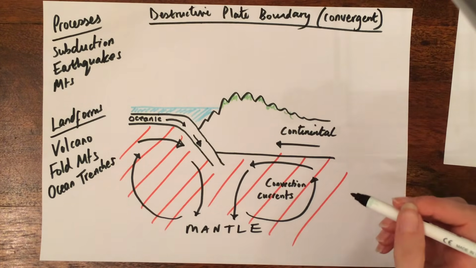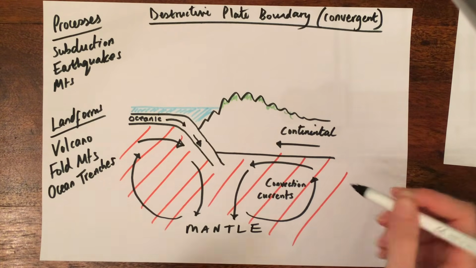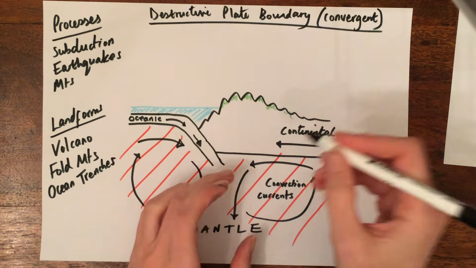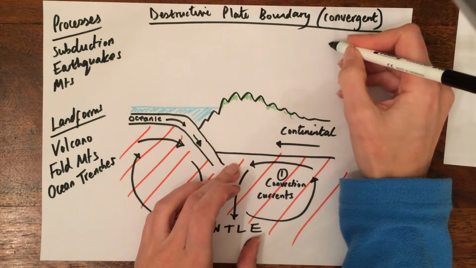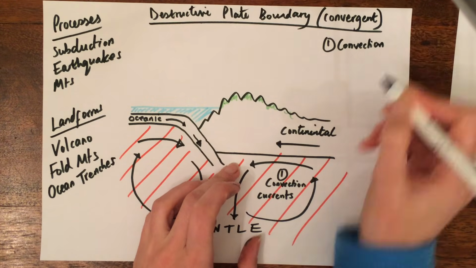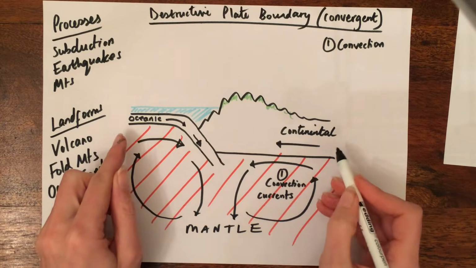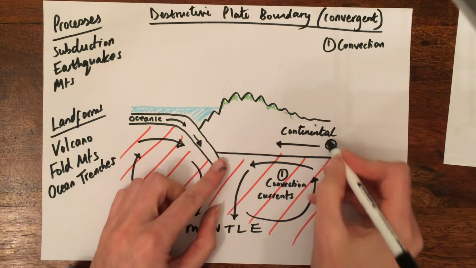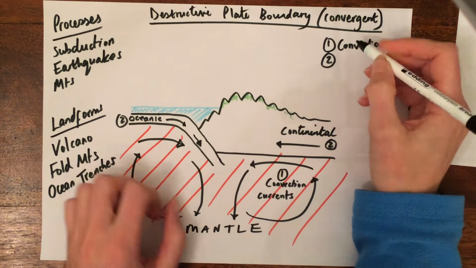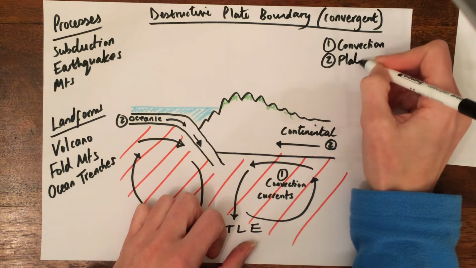Okay, so here's our diagram. The start point when we're explaining what's going on here is the convection currents. So the convection currents are moving together, and that's the first thing that you should talk about. They are converging, and this means that they are moving the plates above. So let's label that number 2 and number 2. So we have plates coming together.